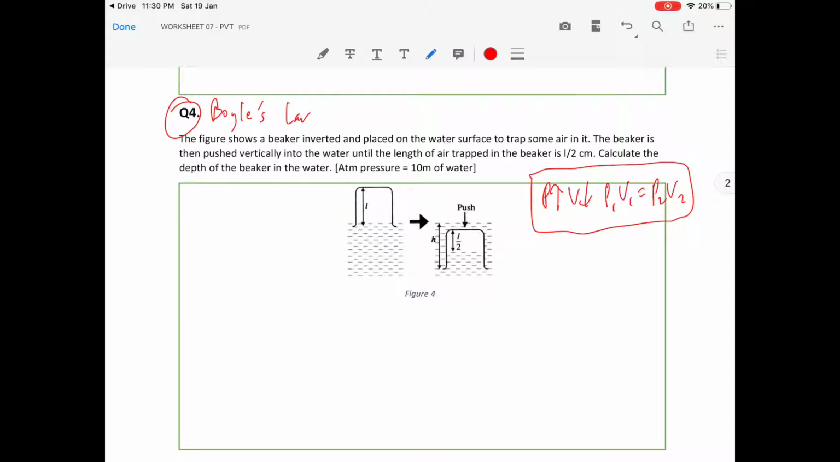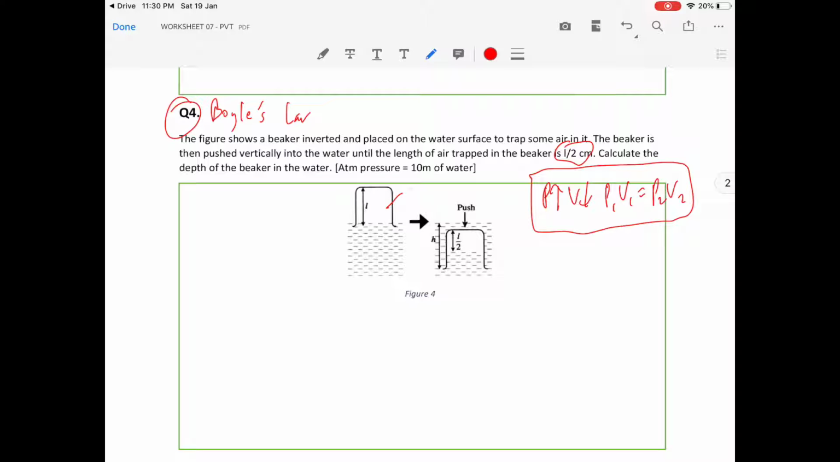Let's take a look at this question here. Initially the cup has air, sitting on top of the sea. The figure shows a beaker inverted and placed on the water surface to trap some air in it. The beaker is then pushed vertically into the water until the length of air trapped is L over 2 centimeter. What it means is that the volume of the air is now half after you push it in the water. Calculate the depth of the beaker in the water. Assume atmospheric pressure is 10 meters of water.